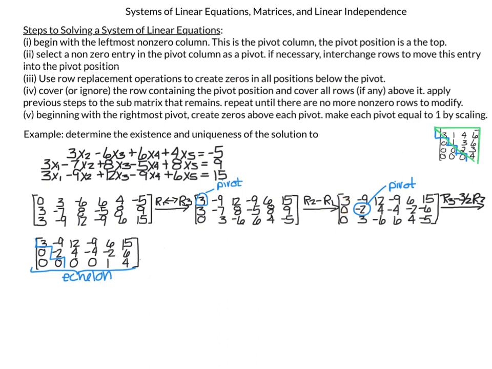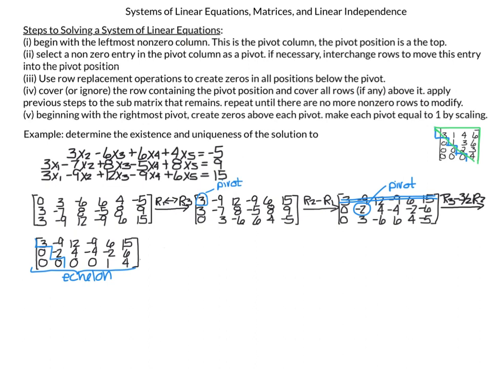So now we're going to cover or ignore the row containing the pivot position and all rows above it, and we're going to apply the previous step to the submatrix. So we're going to ignore this row and all rows above it, and we're going to just look now at this submatrix here. And then we're going to repeat our steps.